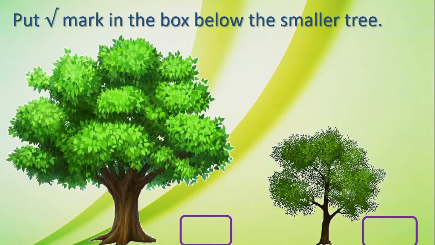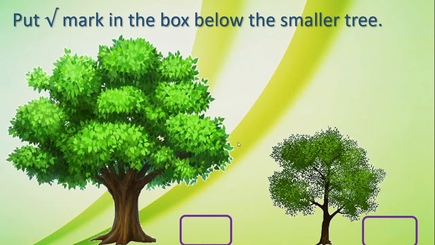Next, put a right mark in the box below the smaller tree. Here we can see 2 trees. The only thing is to observe the trees and decide which is the small one and which is the big one or larger one.